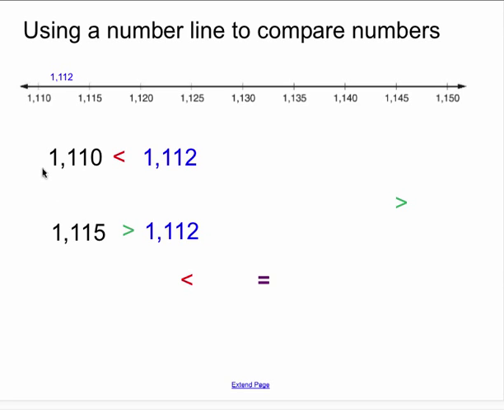So sometimes when we put numbers up here on a number line, it can help us think about, how does it compare to the numbers around it? Is it less than or is it greater than the numbers that are close to it?